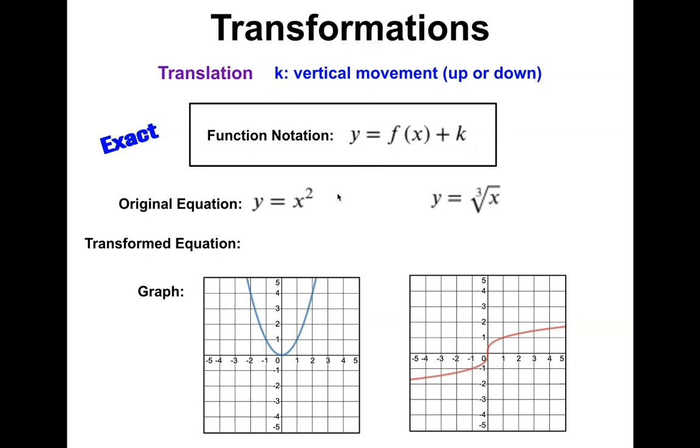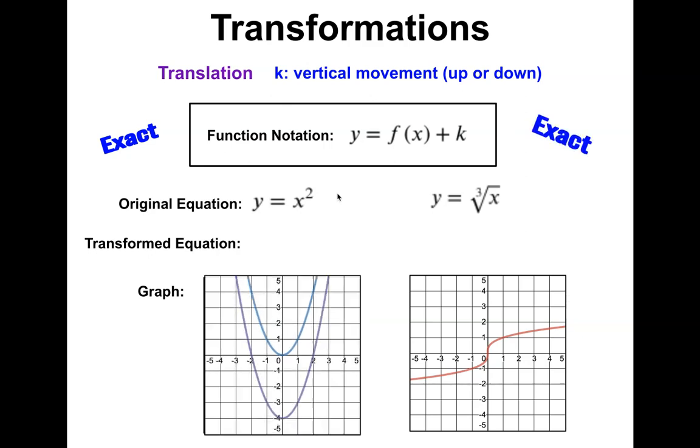Let's look at our equations. We have our quadratic equation, y equals x squared. Our parabola currently is opened up, but if we want to shift that down 4, so it was at the origin, and shift it down 4, we would just say minus 4 using the exact value, y equals x squared minus 4. Let's look at our cube root function.